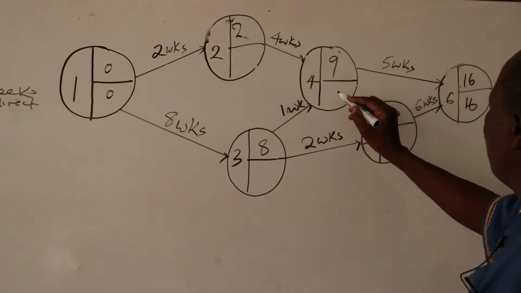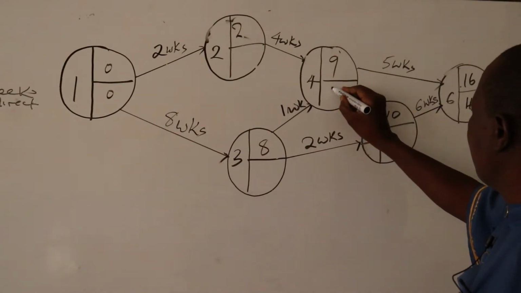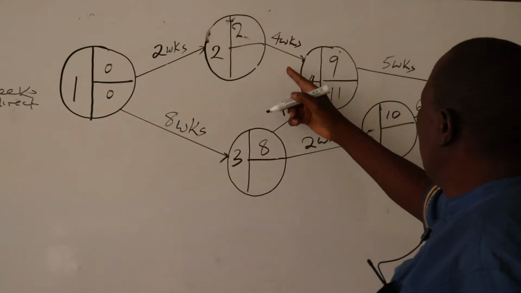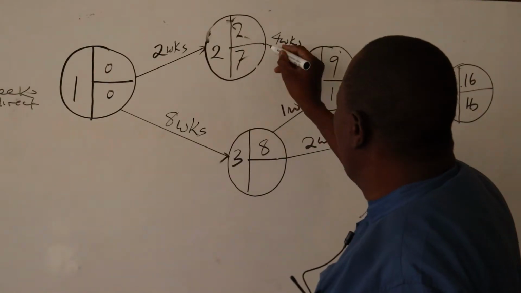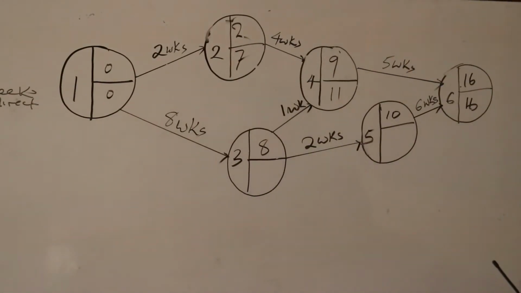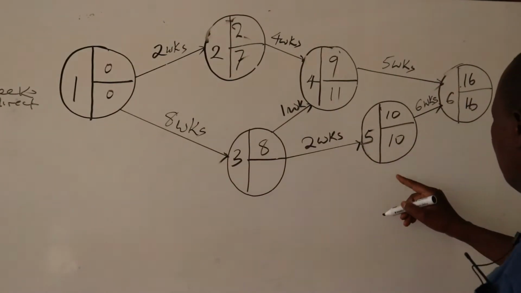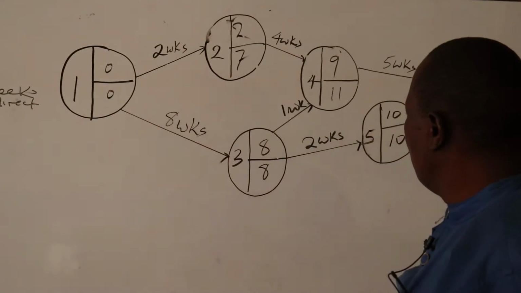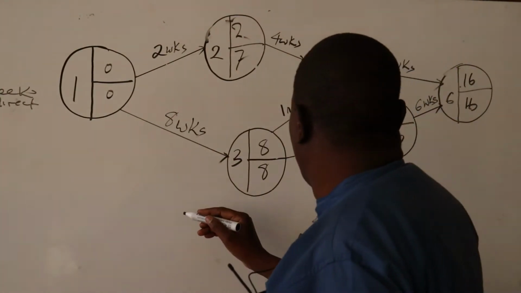Then 16 minus 5, backward pass. This is 11. 11 minus 4 is 7. Then 16 minus 6 is 10. 10 minus 2 is 8.